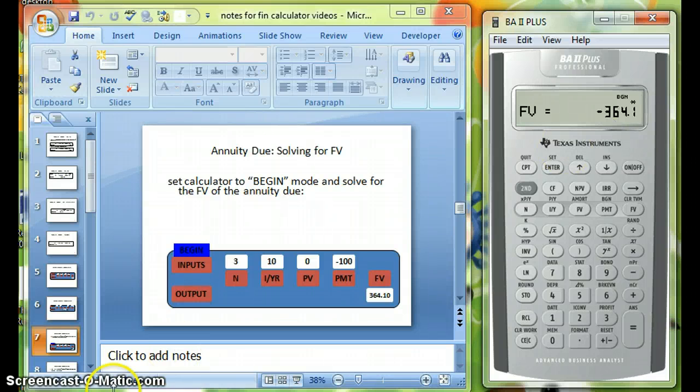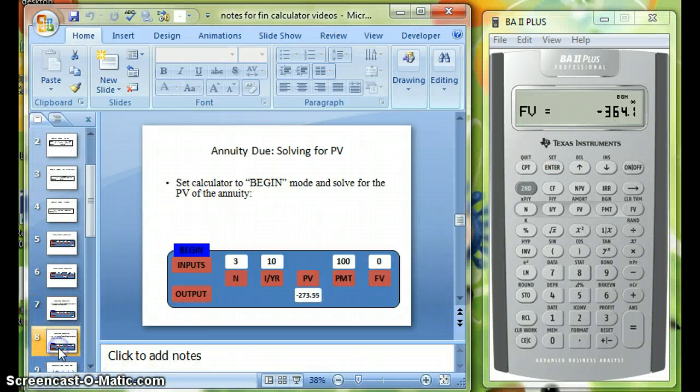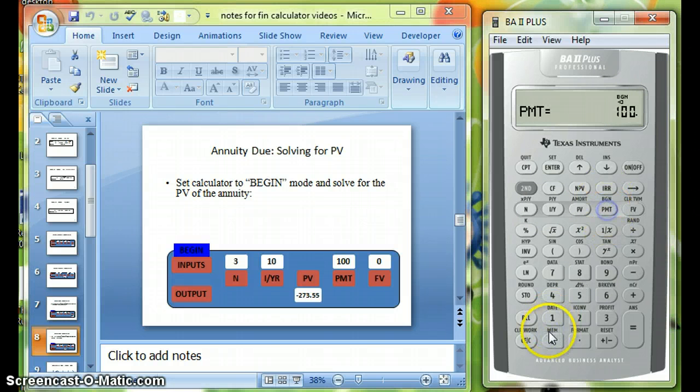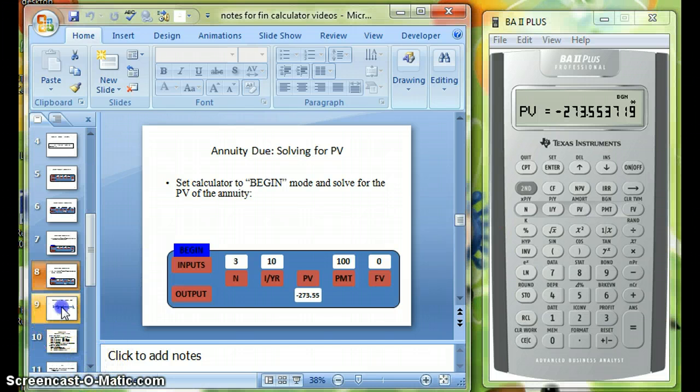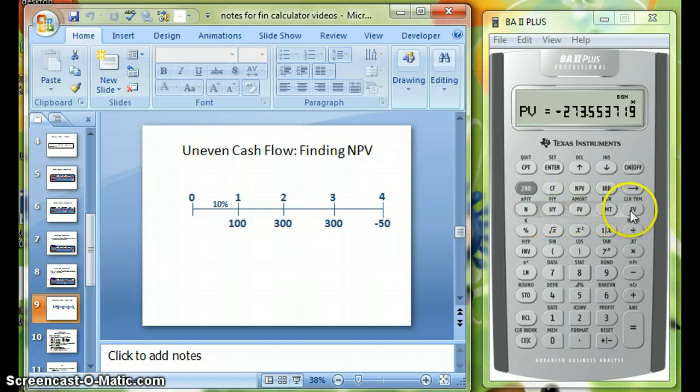Okay, to calculate the present value of this annuity, still under the beginning mode for this annuity due, 100 payment, 0 future value, 3 years, 10% interest rate, compute for present value. Okay, so far this one row of 5 buttons, you figure out what do you have to compute and what do you have to input.